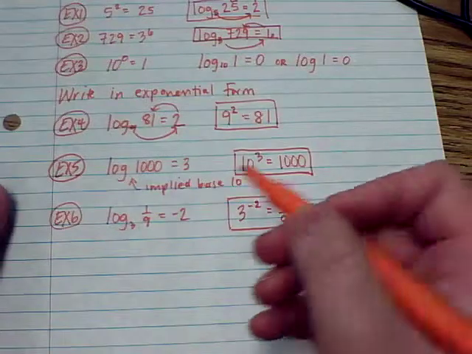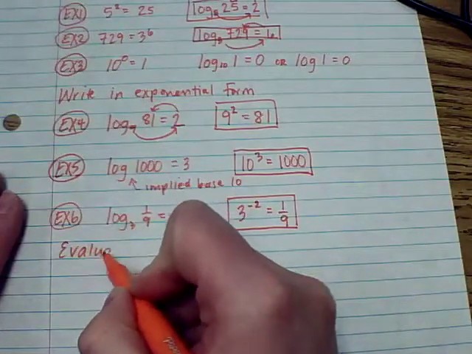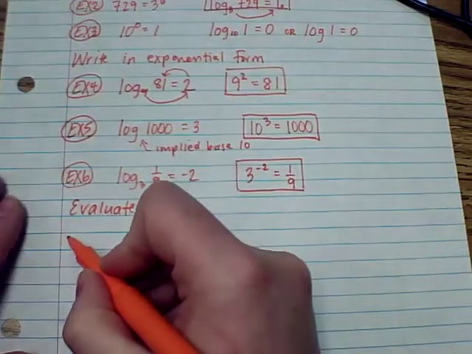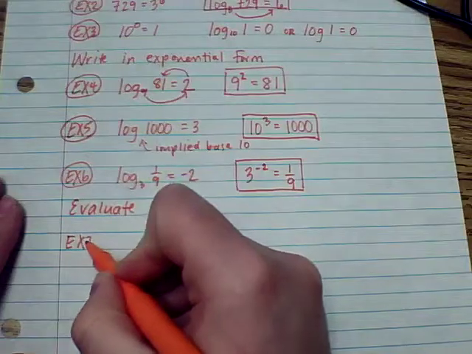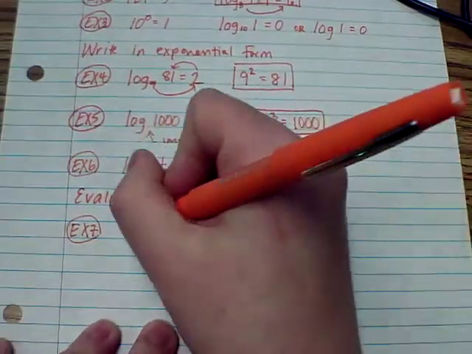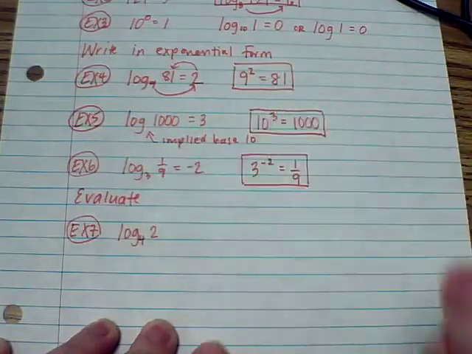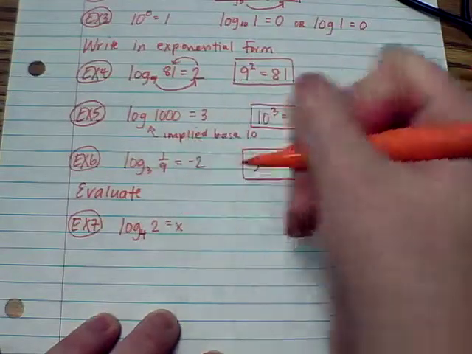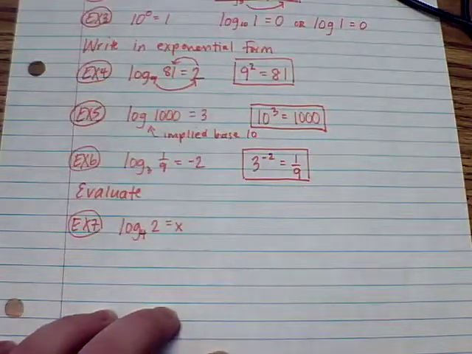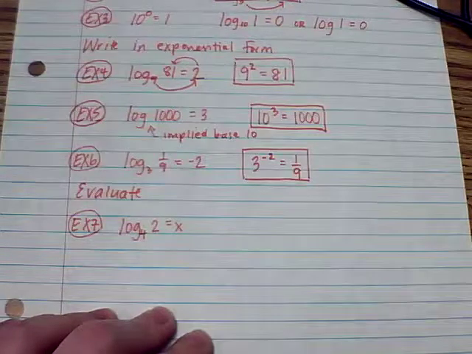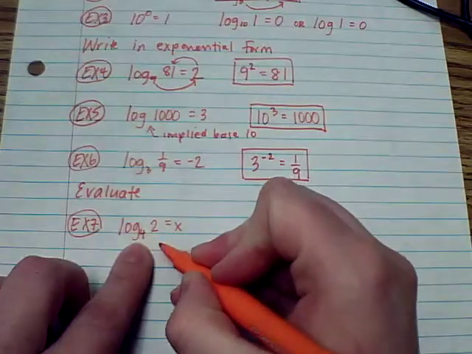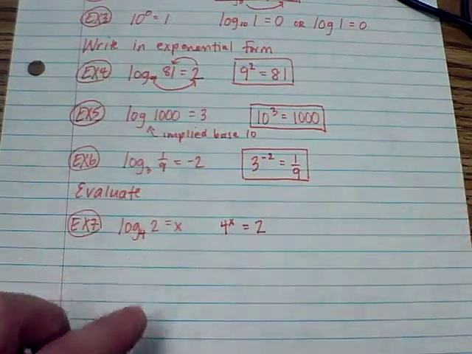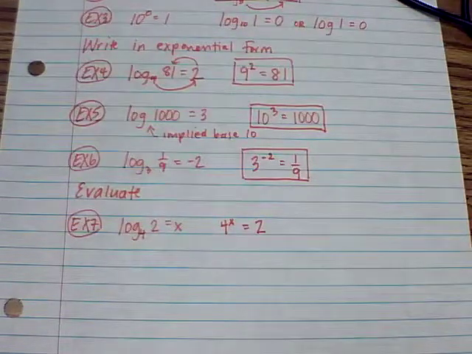Alright, the last thing is we're going to evaluate. So if I give you a log, you should be able to tell me the answer, and that is going from changing it to a log to an exponential so you can determine what the answer is. So if I have log base 4, 2, I want to know what that equals. So the first thing I'm going to have you do is just make it equal x, because that's what we're trying to figure out. Once you have it equal to x, write it into exponential form. So I'm going to have 4 to some power, x equals 2.